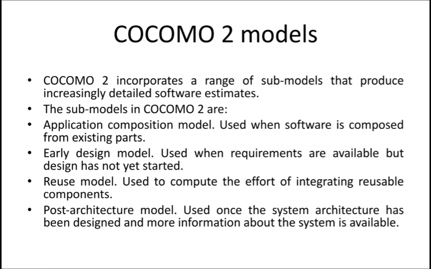This will give detailed estimation about different things. The application composition model is used when software is composed from existing parts. You are not using entirely new parts; you are already using existing parts, so you go for the application composition model. The early design model is used when requirements are available but design has not yet started. If you have the requirements but no design, and you need to estimate the cost, then you can go for the early design model.